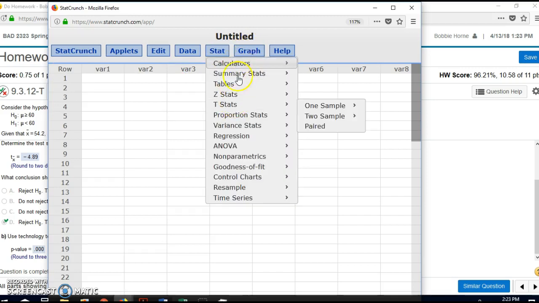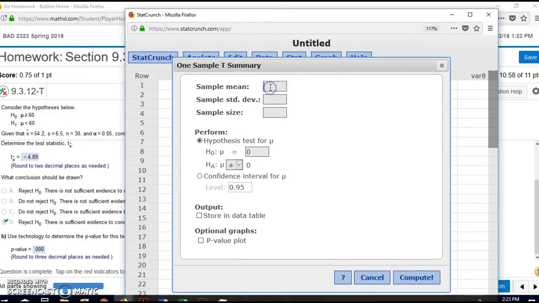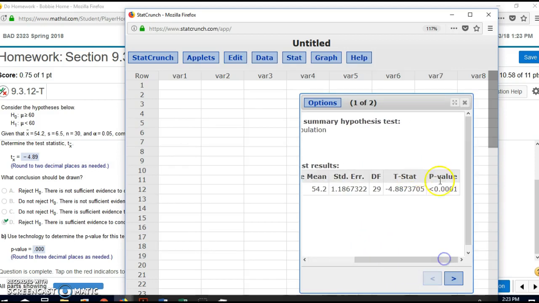So I'm going to have to go through it again, which is okay because we can review with summary data. The sample mean was 54.2. The standard deviation was 6.5. The sample size was 30. This was 60. And click on p-value plot and hit compute. So we know that the p-value is less than 0.0001, so you can just type in 0.000.